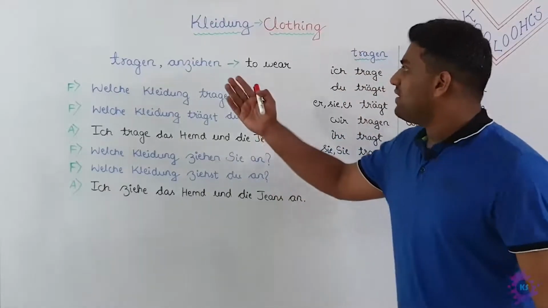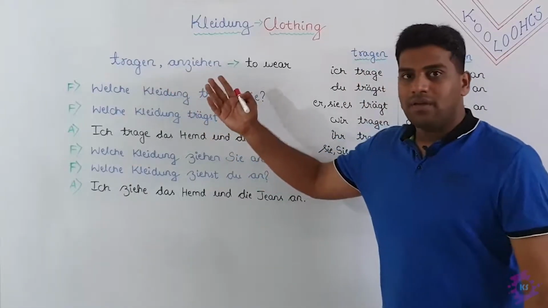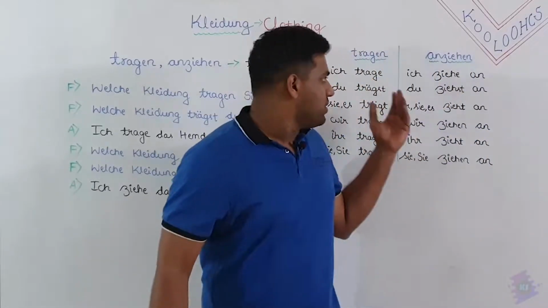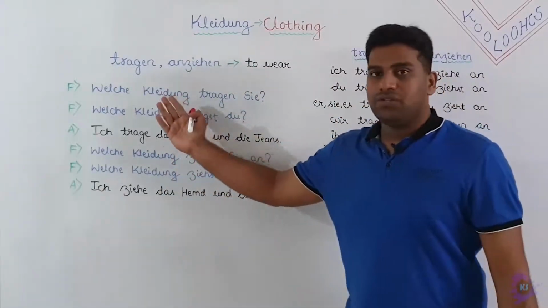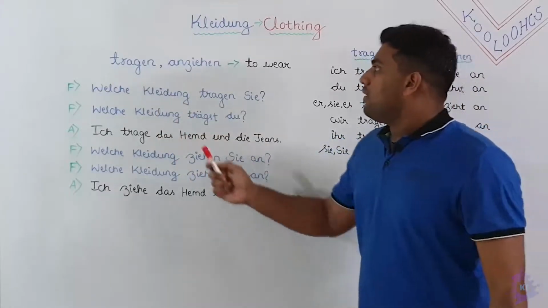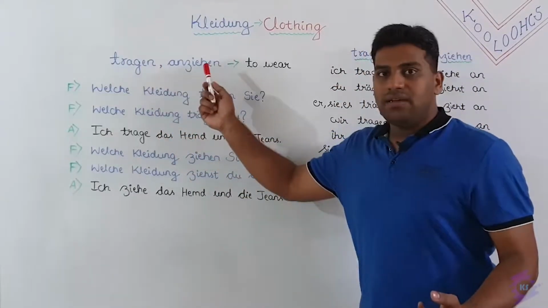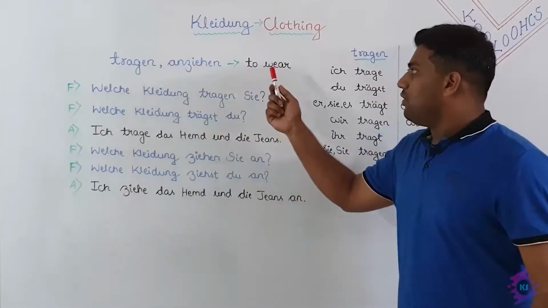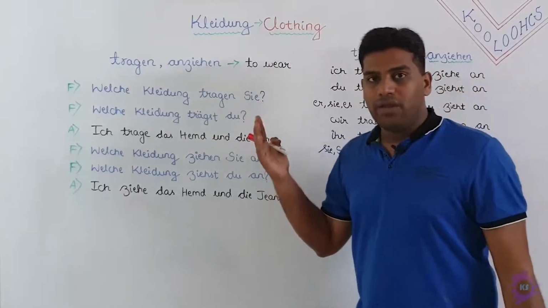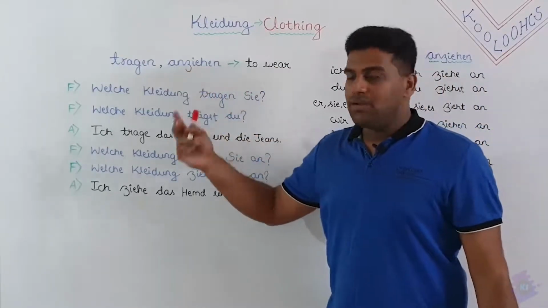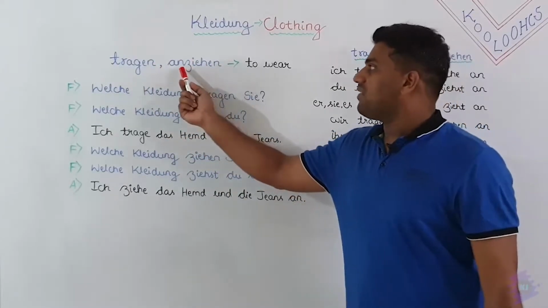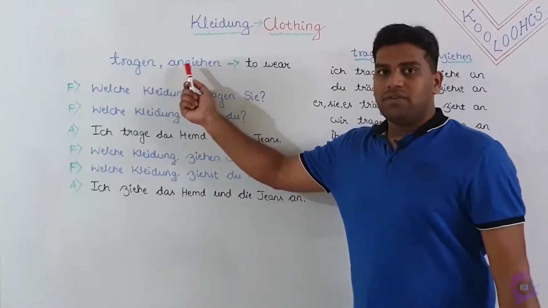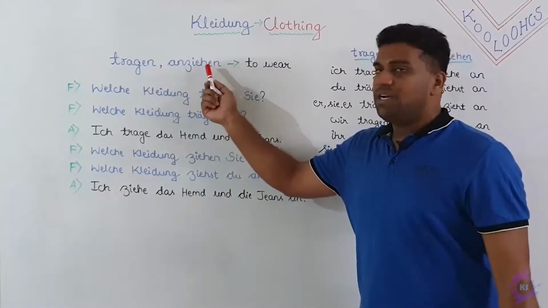Friends, here let us understand two new verbs related to clothing and their verb conjugation. Let us understand this better through a few questions and answers. So the verbs tragen and anziehen mean to wear. The verb to wear has two meanings in German. One is tragen and the other one is anziehen. Anziehen is a separable verb. An is the prefix and you only have to conjugate ziehen.